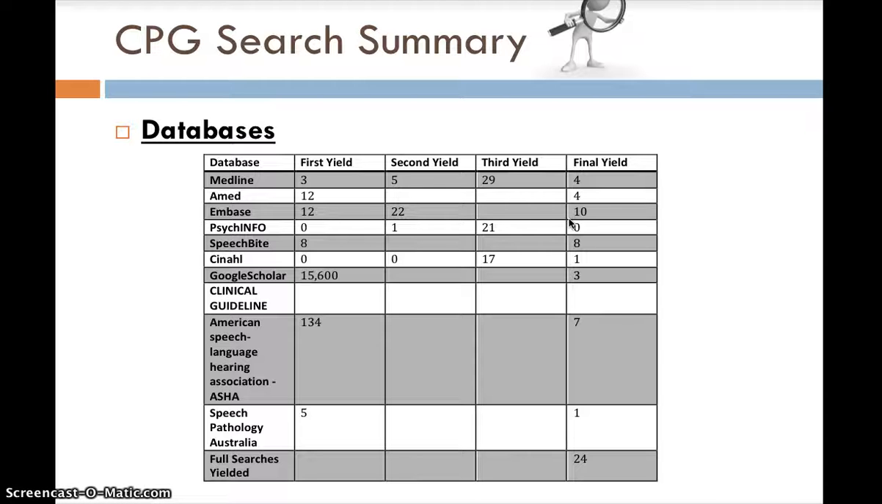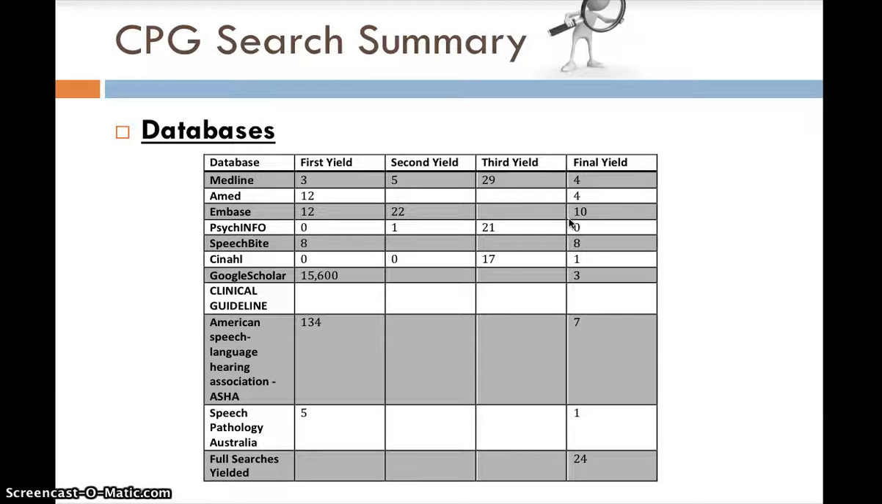Next utilised was MBase. First searches resulted in 12 yields. The second search resulted in 22 yields, giving 10 relevant practice guidelines. PsycInfo was used, but no relevant CPGs were found. SpeechBite yielded 8 CPGs, all of which were relevant. HCS5CEL resulted in 17 CPGs, post-search yielding 1 CPG.